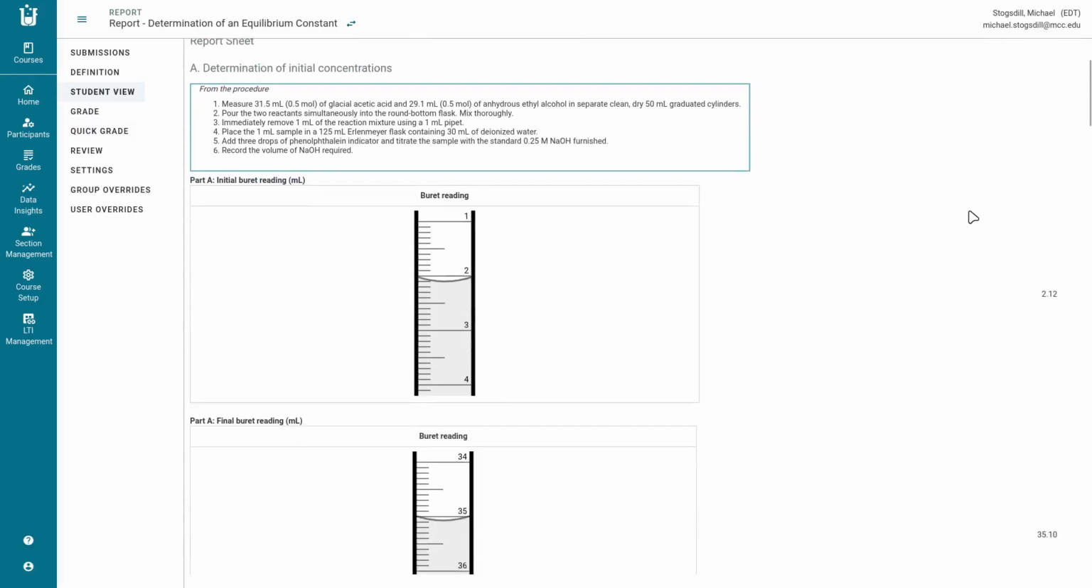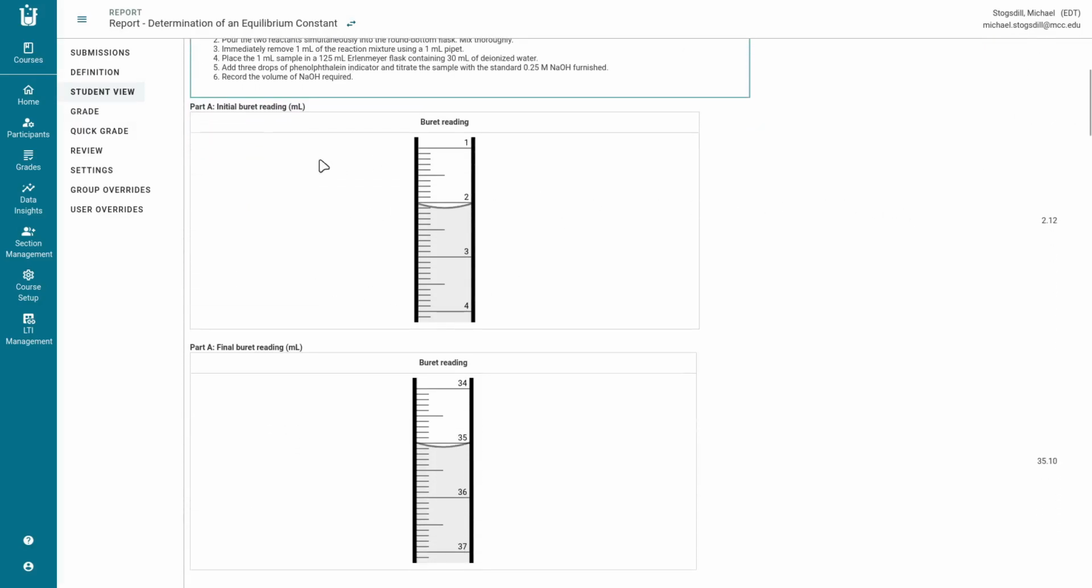You're going to choose virtually, and then you're going to be presented with a series of pictures of a burette that they're going to ask you to read and enter the volume values for over here. We need to remember that when we're reading a burette, the numbers go up as you go down, and that we should always be reading from the bottom of the meniscus.